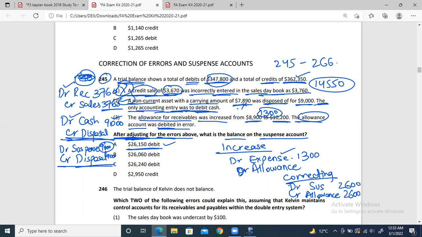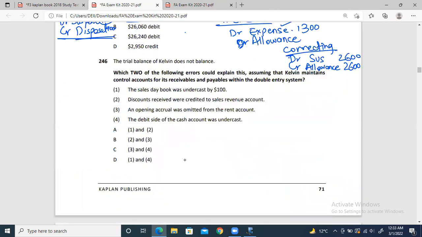Okay, right? Now let's do 246. Next question over here. Let's see. Which two of the following errors could explain this, assuming that Kelvin maintains control accounts for its receivables and payables with the double entry system? So this question basically has some element of that control account as well.